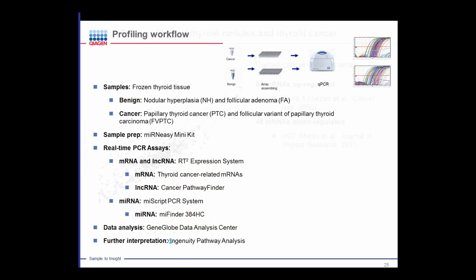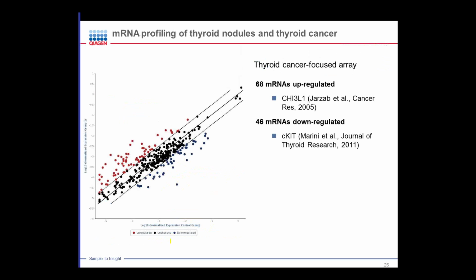So here's an example of mRNA profiling, and we're looking at the average signal of benign thyroid nodules versus thyroid cancer. Not too surprising that there are a lot of transcripts on this array that come up either upregulated or downregulated in cancer, because this array was in fact developed for genes involved in thyroid cancer. There are 68 that are statistically significantly upregulated and 46 that are downregulated. And it's not surprising that a couple of these have been described as being involved in cancer or being downregulated in cancer. That's what this array was developed for.